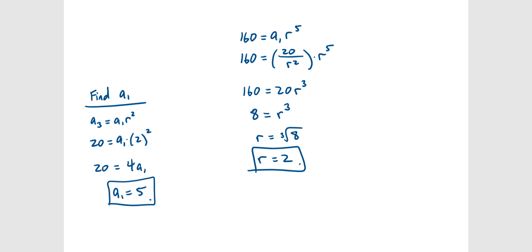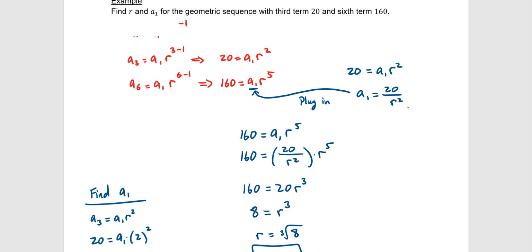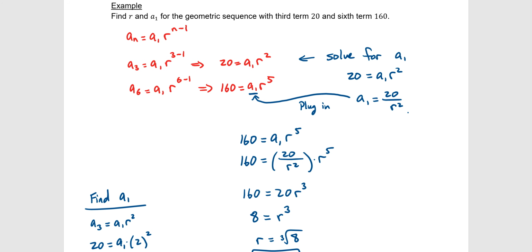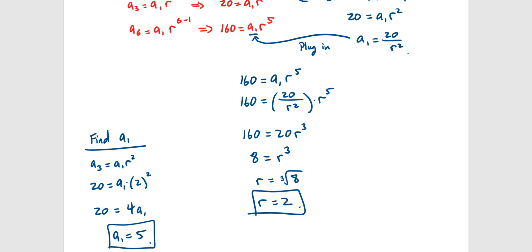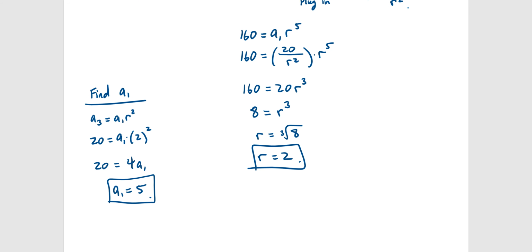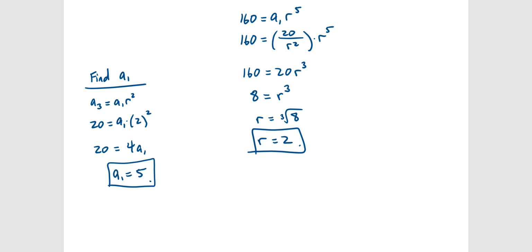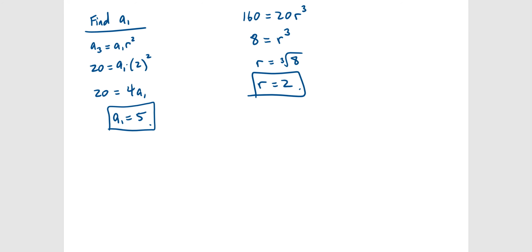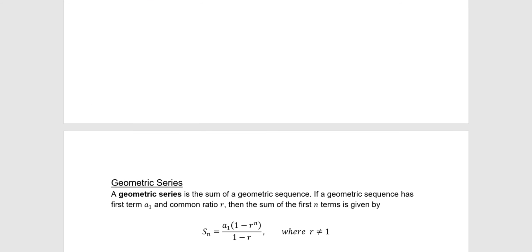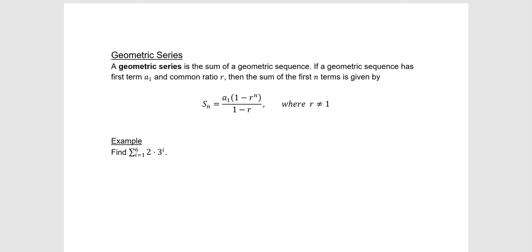Okay, so when you are given two terms for a geometric sequence and you're looking for the first term and the common ratio, come up with two equations, two variables, use the substitution method, solve for the common ratio, and then use that to solve for the first term. Okay, so kind of a pain in the butt for that one. So that's a geometric sequence.